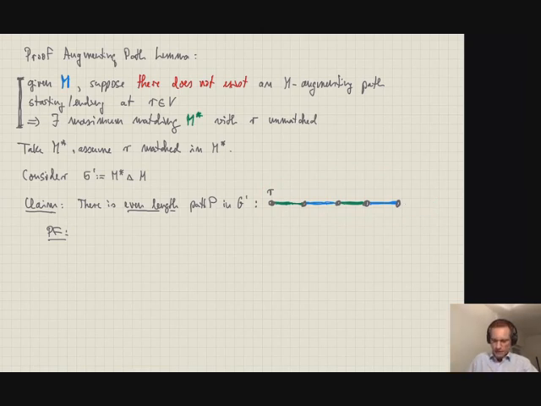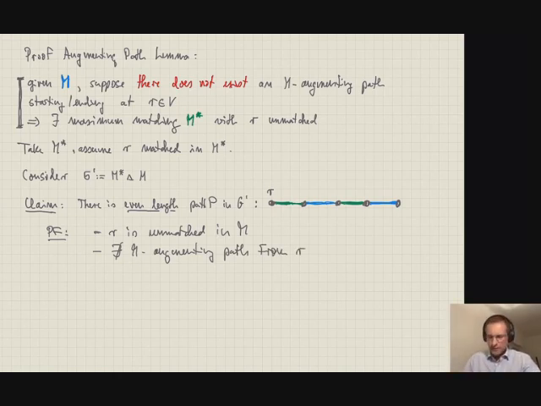So I actually have this even length path containing R because of two reasons. Because R is unmatched in M, and because there exists no M augmenting path from R.